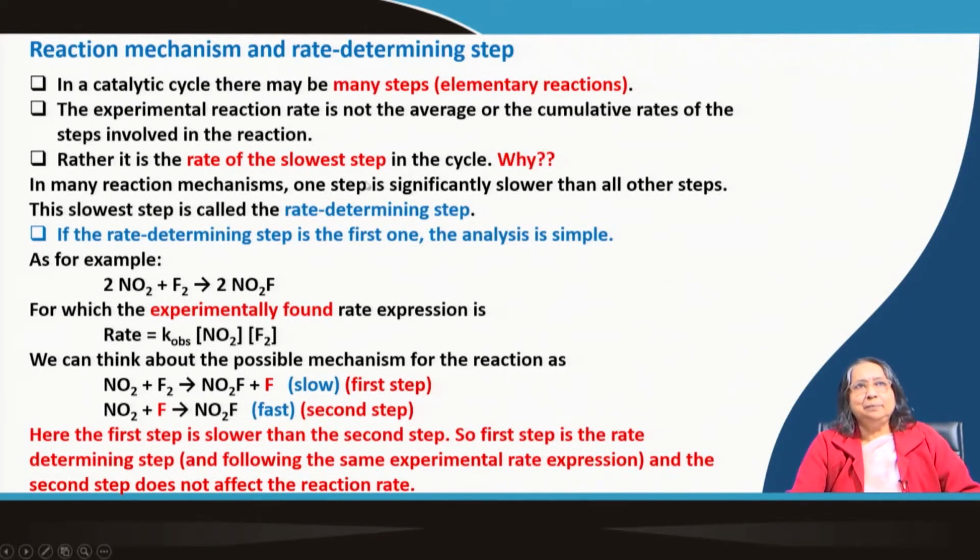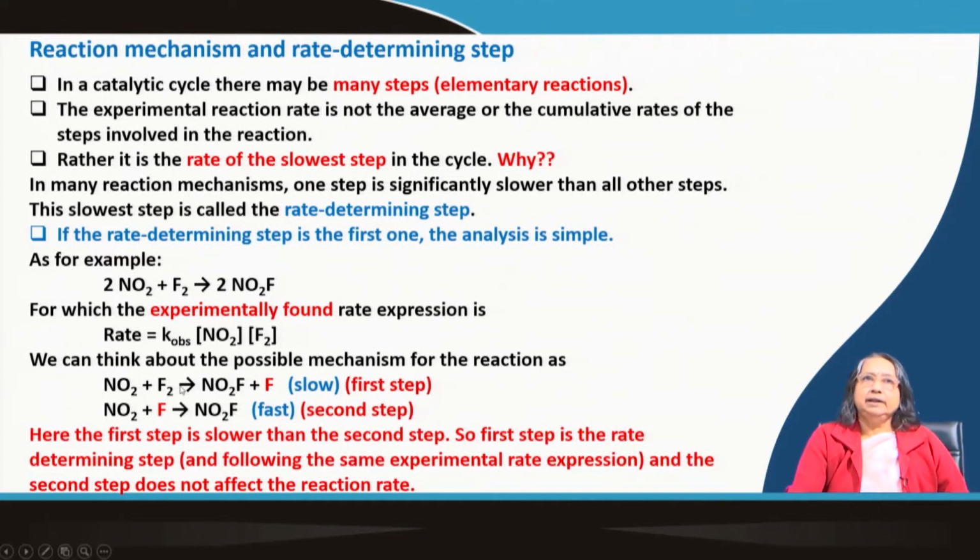As an example, this is a reaction: NO2, nitrogen dioxide, plus fluorine gives NO2F. This is the balanced equation. Now, experimentally it is found that the rate expression is rate equals k observed into NO2 concentration into F2 concentration. So, if this is a one step reaction, then it should not be like this. Now, you know how to develop the rate expression. So, if it is not like this, then we have to find out some mechanism for this, how to speculate the mechanism, how to think about the mechanism.